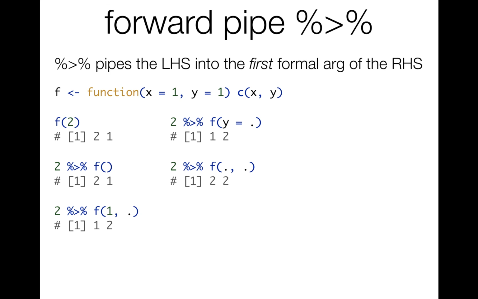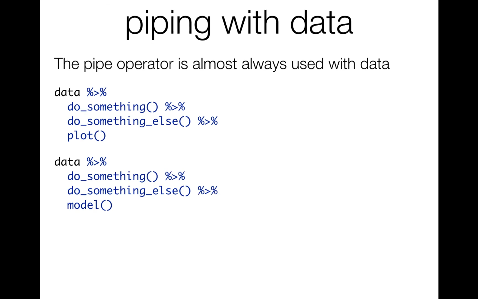Now, in the Tidyverse, piping is almost always used with data. So the left-hand side is almost always starting with data, and then usually you do something to the data to manipulate it in some way, and then maybe you do something else to it, and ultimately you plot it. Or ultimately you model it. Something like that. Those are very, very common applications.